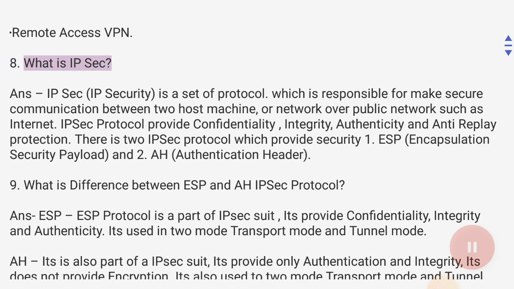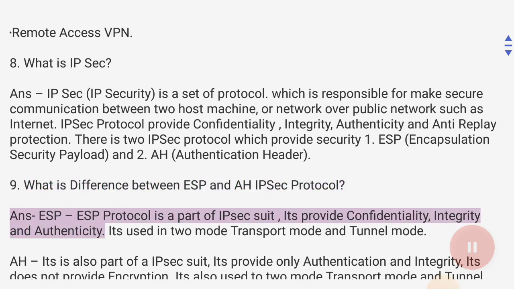8. What is IPsec? Answer: IPsec, IP security, is a set of protocols which is responsible for making secure communication between two host machines or networks over public networks such as the internet. IPsec protocols provide confidentiality, integrity, authenticity and anti-replay protection. There are two IPsec protocols which provide security: 1. ESP, Encapsulating Security Payload, and 2. Authentication Header.